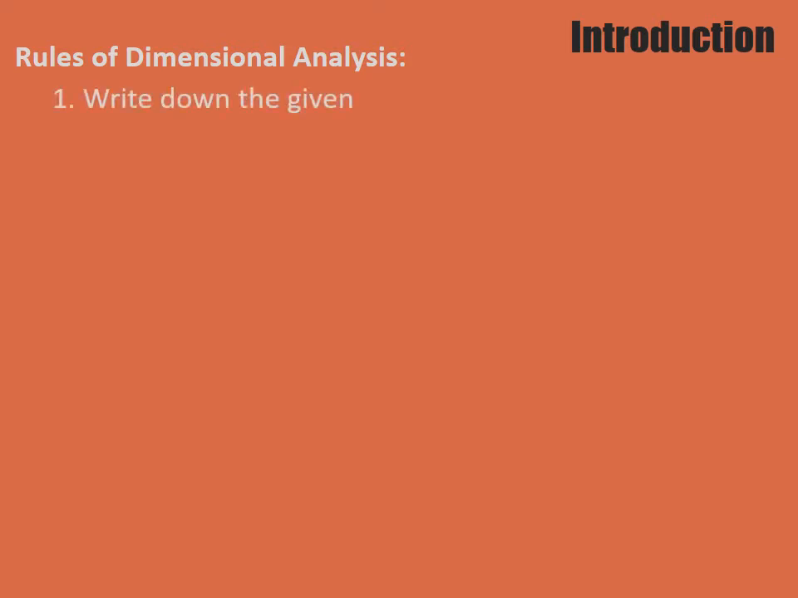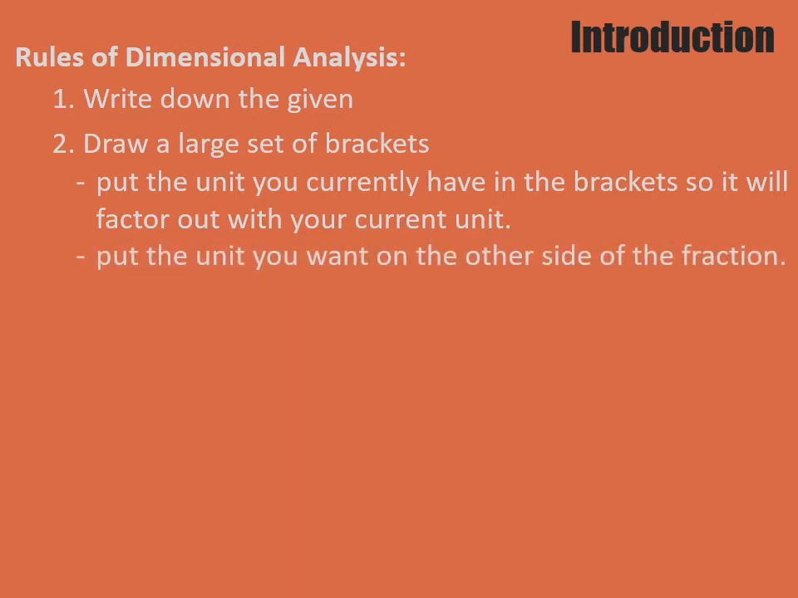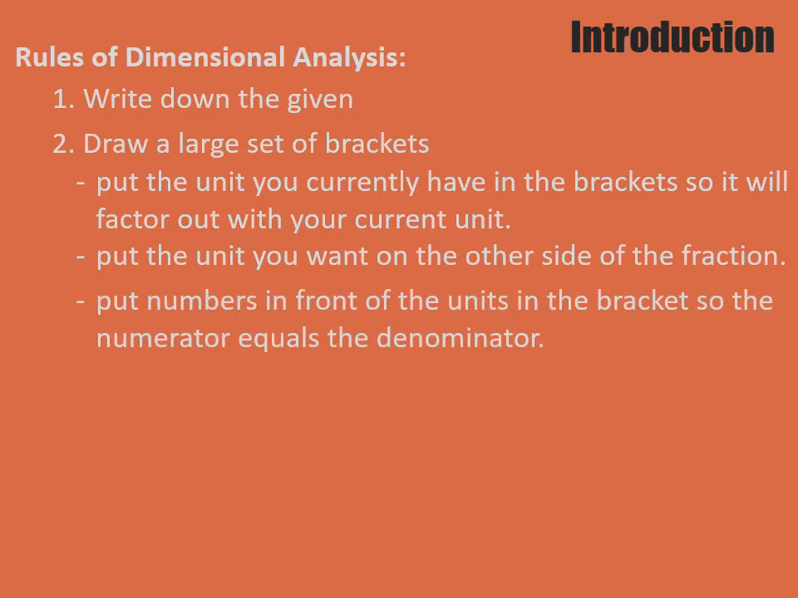So first, write down the given, then draw a large set of brackets. Put the unit you currently have in the bracket so it will factor out with that current unit. Then put the unit you want on the other side of that fraction. Put numbers in front of the units in the bracket so the numerator equals the denominator. And that is important. First, put your units in the bracket and then put numbers into the bracket that make top equal to bottom. A lot of times, this is where students run into trouble because they try to put numbers in before they have all their units in the bracket.